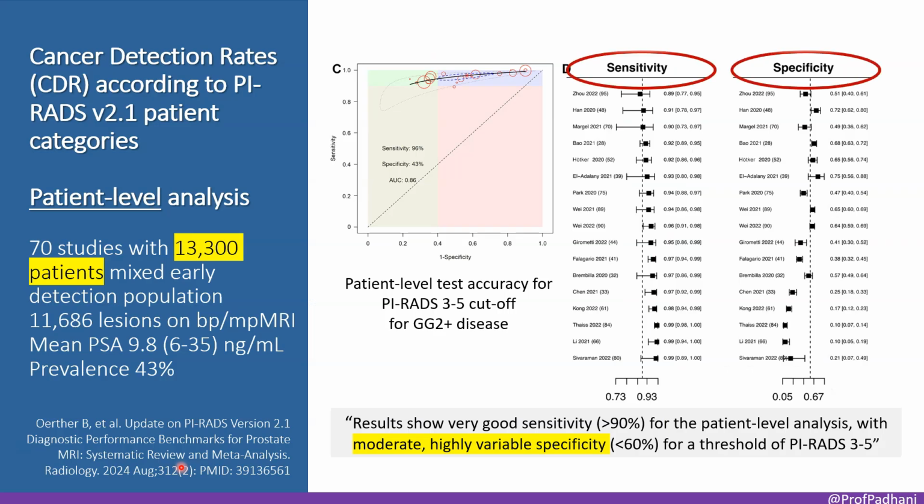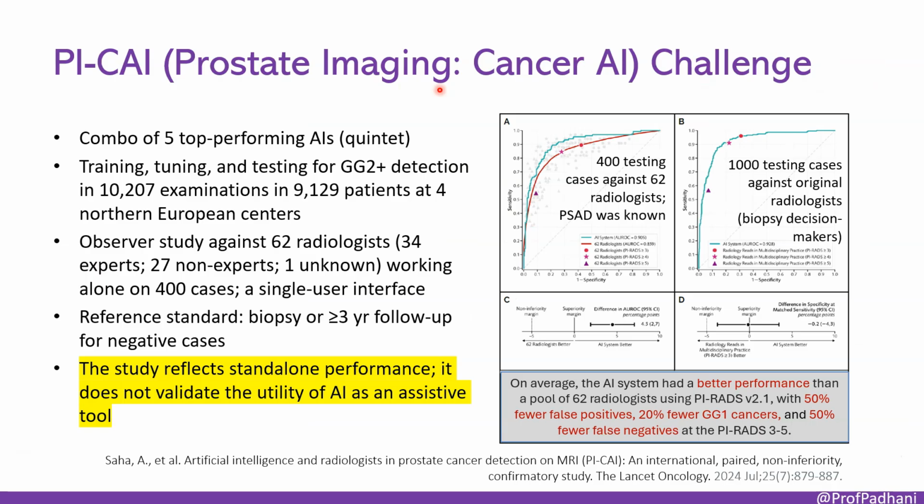So, how well do we perform as radiologists using the standard tool, PI-RADS version 2.1? This large meta-analysis by Earther and colleagues, covering 70 studies and over 13,000 patients, looked at patient-level accuracy using a PI-RADS 3 to 5 cutoff for detecting GG2+ disease. The results show very good sensitivity, averaging over 90%. However, the specificity is moderate and, importantly, highly variable, often below 60%. This variability and lower specificity represent a key challenge in current practice.